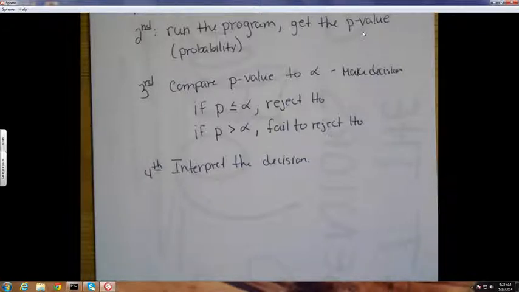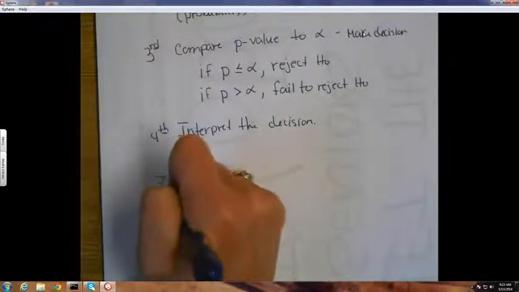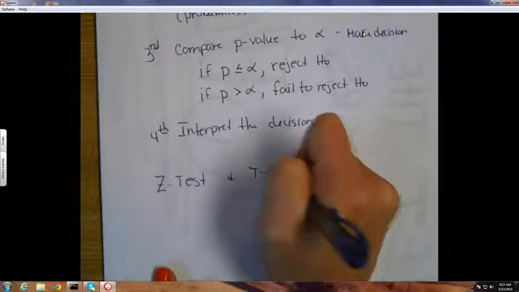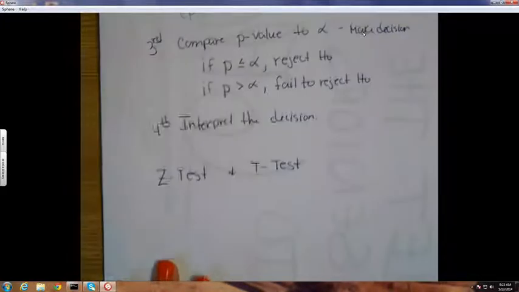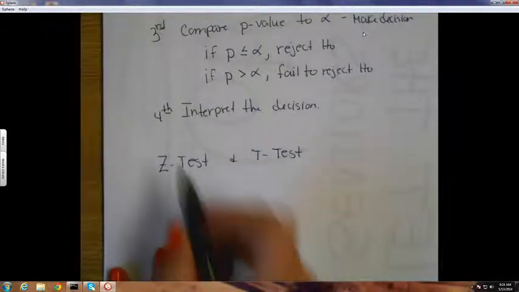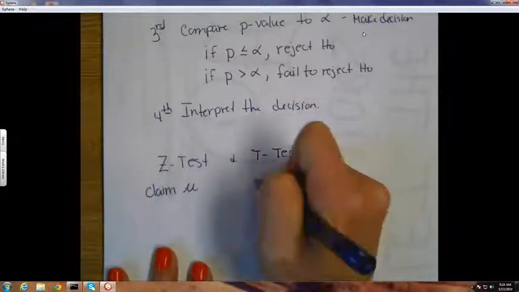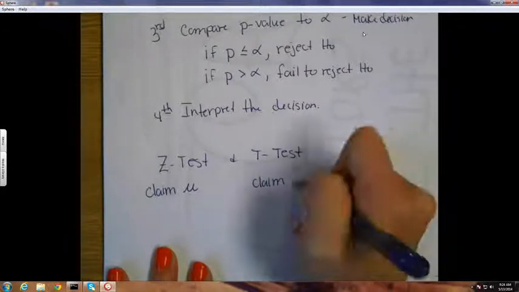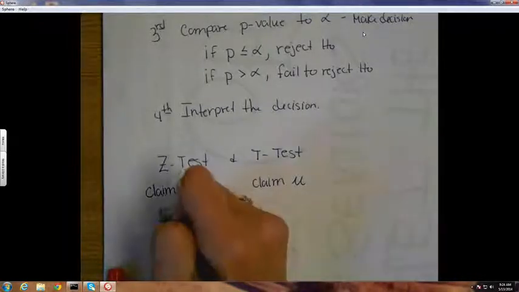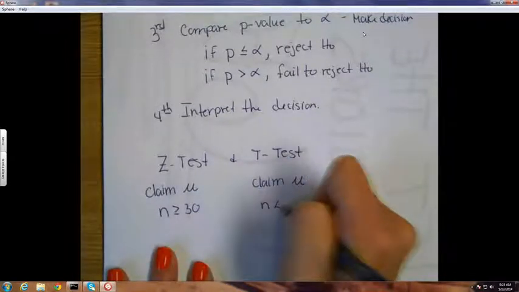Okay. Our two programs today are the z-test and the t-test. And how are we going to know whether to do each one? First of all, the claim will have a mu in it, on both of them. And then what did you say was going to determine Z or T? Sample size. Greater than or equal to 30, we're going to run the z-test. Under 30, we're going to run the t-test.